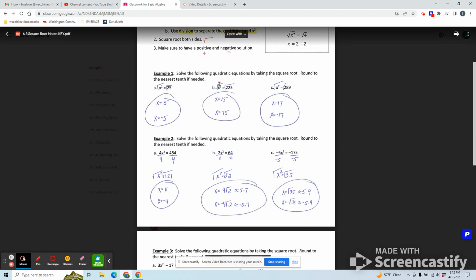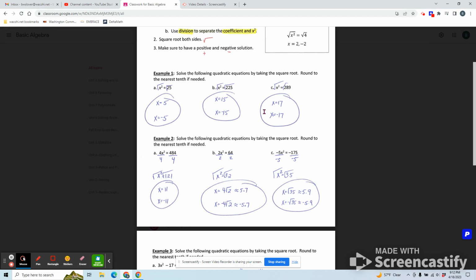Same thing on letter B, square root both sides. X is 15, negative 15. And then same thing with C.